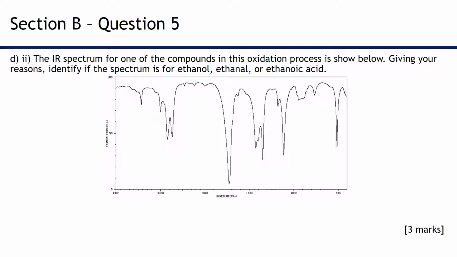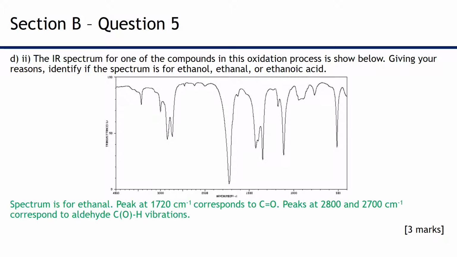It's at about 1720 per centimetre on the wave number scale. So it could be ethanal or ethanoic acid. It is in fact ethanal. So as well as having that carbonyl peak at 1720, there are also peaks at about 2800 and 2700 per centimetre on the wave number scale, and those correspond to CH vibrations from the aldehyde group. So this question is worth 3 marks. That's 1 for correctly identifying it's ethanal, and then 2 for giving the fact that it's got the carbonyl peak and then the aldehyde peaks in there as well.